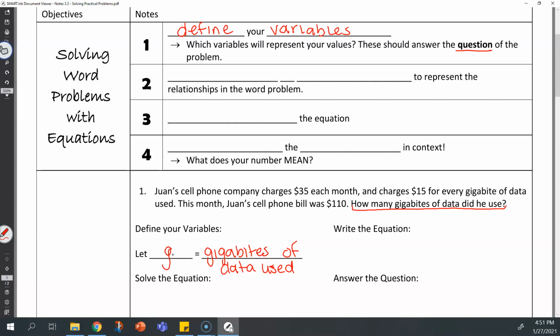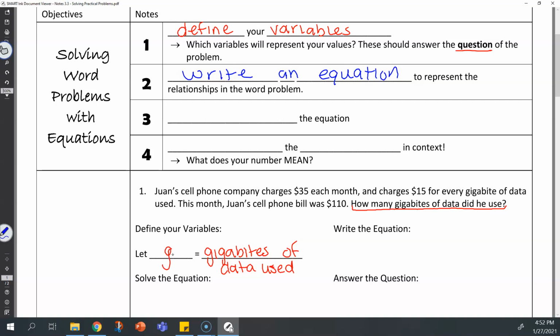Now that I've defined my variables, I can use that variable to help me write an equation based on the other information that they give me in the word problem. In my opinion, this is the hardest part of this process because it requires some careful attention to the relationships and to the information that they give you. But once you get this part down, the rest should come relatively easily.